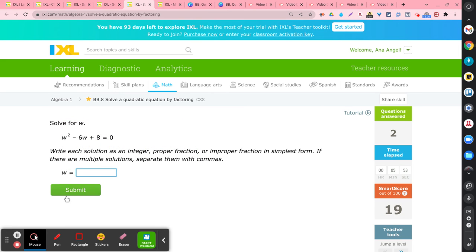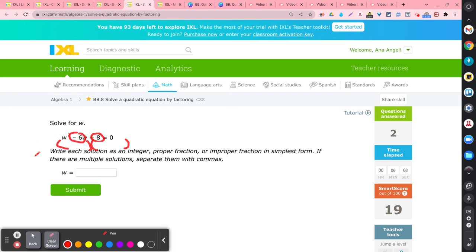I don't know how much time I have left. I don't know if you want another example. Maybe you can go back and replay. But all you're doing is factoring with the method that we learned before, the 3 steps, 2 parentheses, factors of this that add up to this.